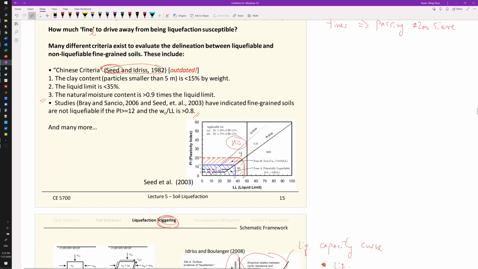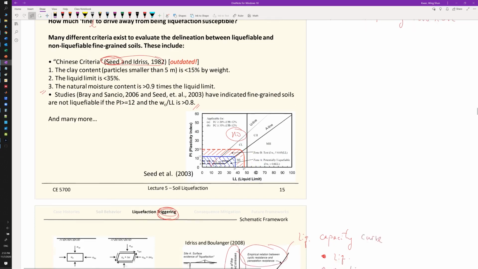CL material, the lean clay material, most chances you don't need to, it's not susceptible to soil liquefaction. But if you end up with the plasticity index so low that you go to blue, then yes, you need to be very careful. You may or may not, you need further examination. And if you happen to get into the red area, and if this is very critical, you may want to even have another outside expert examine your project, or you need more advanced analysis.